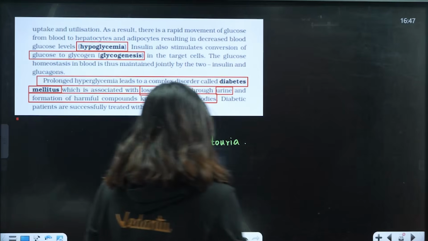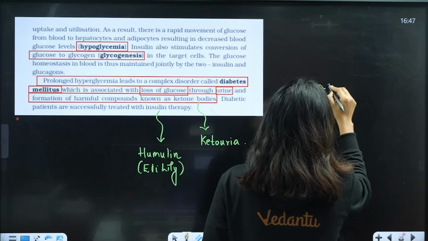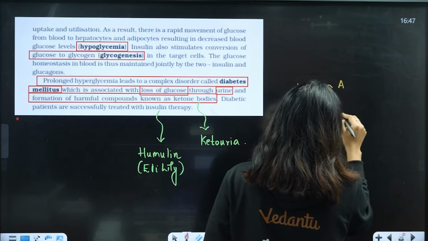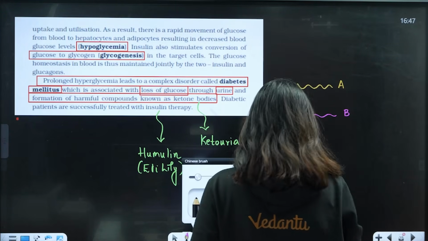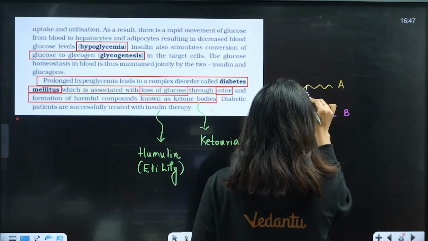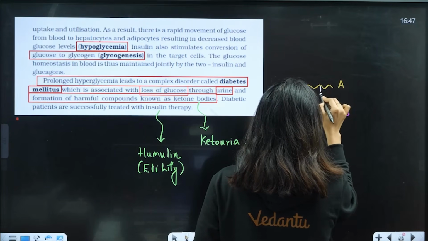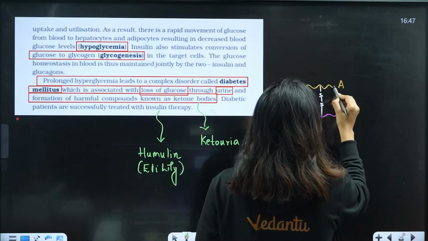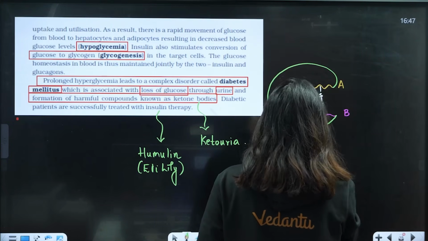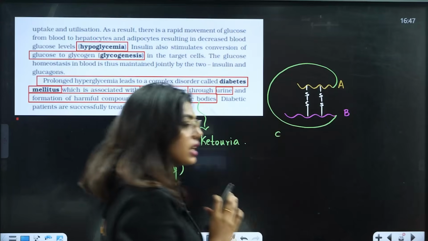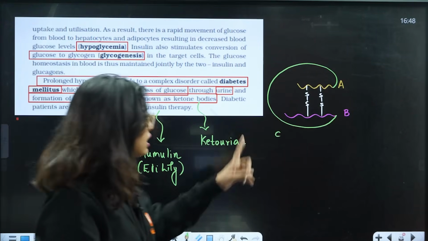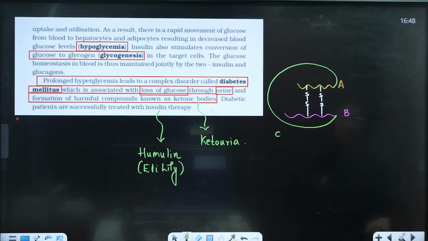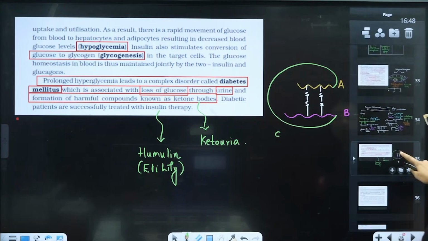So, students, the insulin diagram is something like this, where you have an A chain. Most of you might have learned this in biotechnology. And then you have a B chain. And this A chain and B chain are connected with the help of disulfide bonds, just like how you have it in your antibodies. And then your A chain is connected to the B chain with the help of a C chain. Okay, this is the insulin diagram, and in humulin the C chain will not be there. Clear?